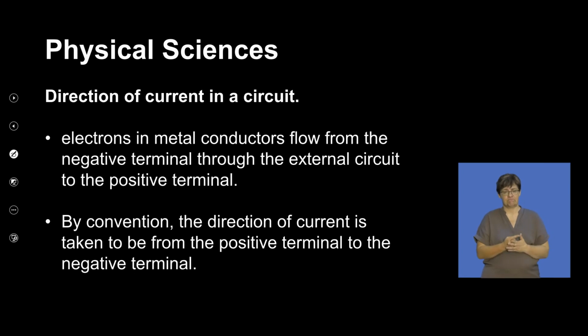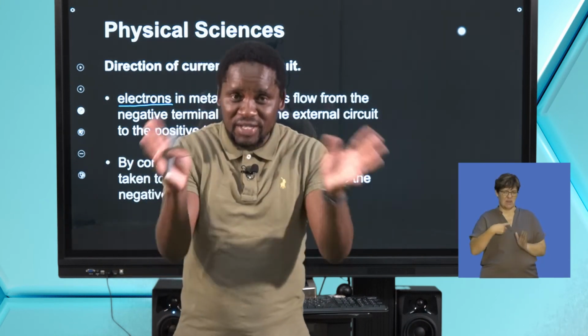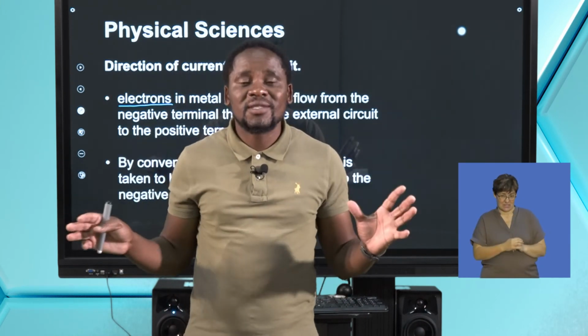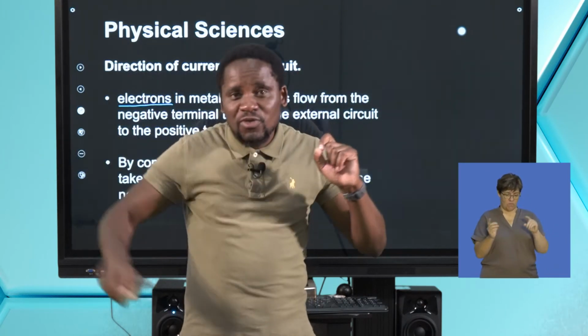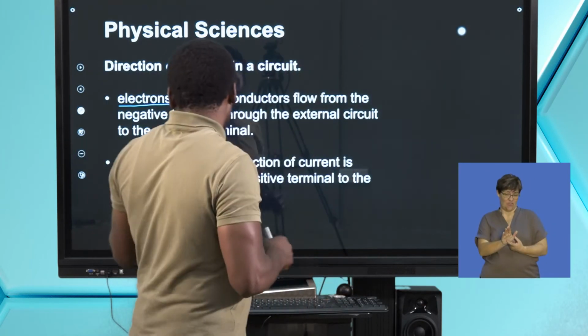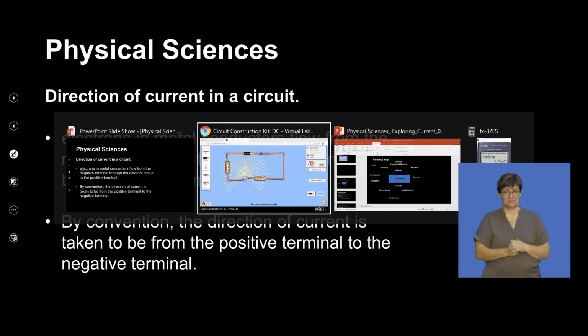Right. Now, the direction of current in a circuit, very, very important, okay? Electrons are the charges that, whenever we talk of charge in a circuit, we're talking of electrons by convention. We'll explain what that simply means, okay? So electrons are the ones that actually move through the circuit. We'll demonstrate that using a simulation once more, okay?